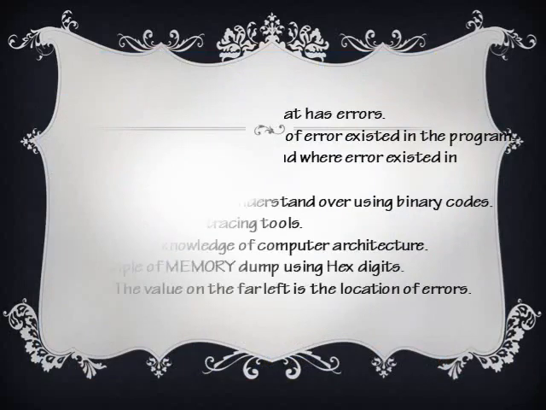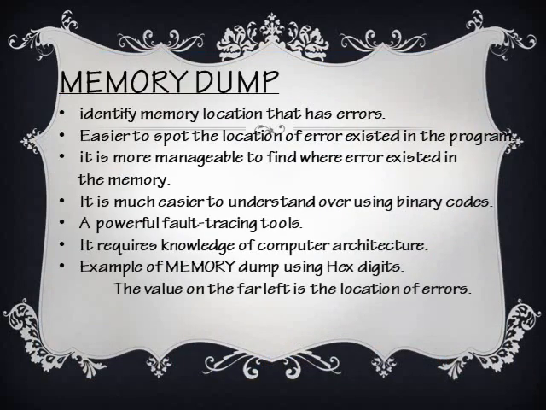What is a memory dump? Hex codes are used to identify memory locations that have errors. A programmer can spot the location of an error in the program. With hex code, it is more manageable to find where the error exists in the memory. It is much easier to understand compared to using binary codes. This technique is the most powerful fault tracing tool, even though it requires knowledge of computer architecture to interpret the result.